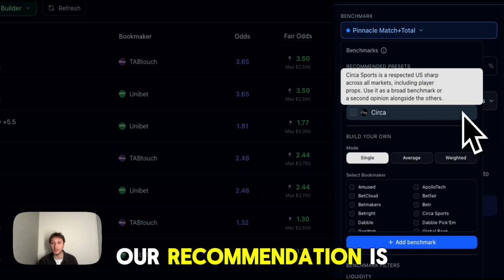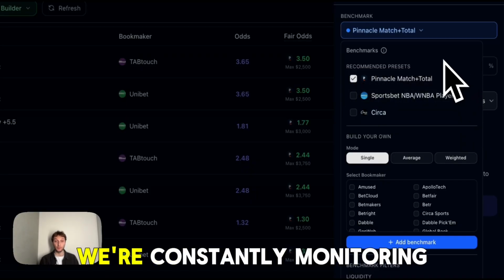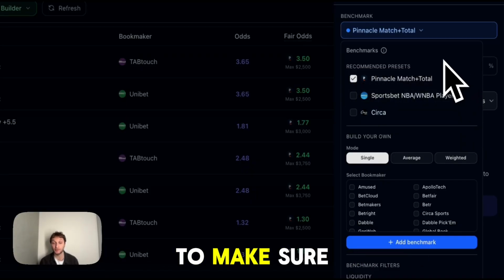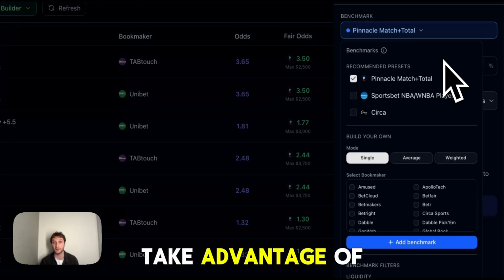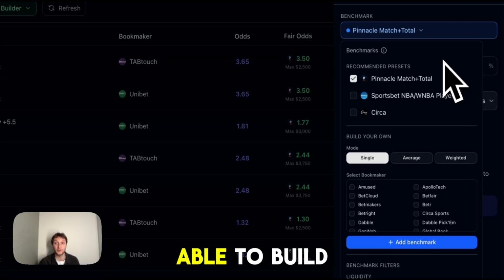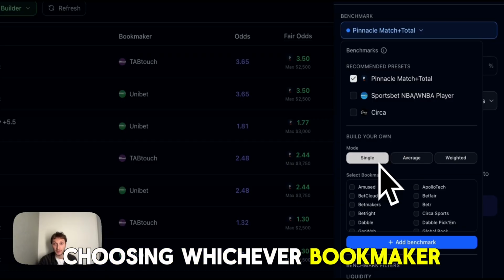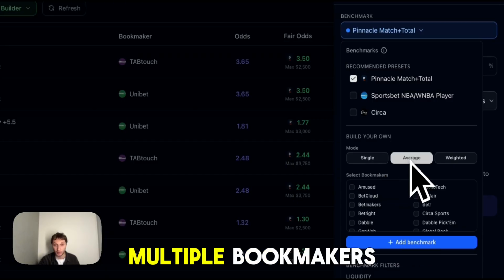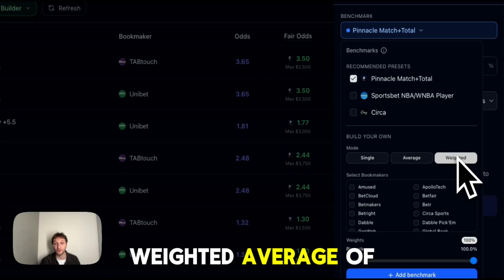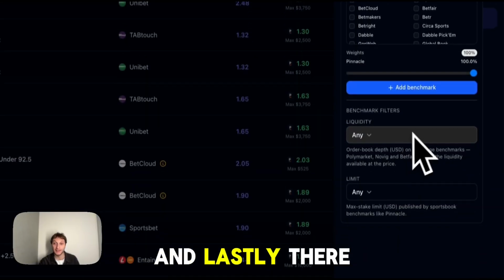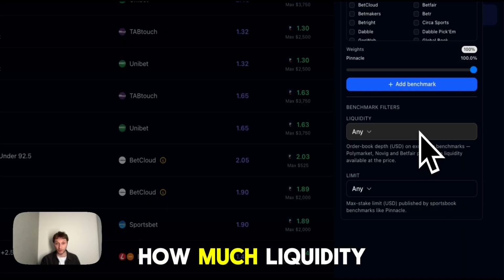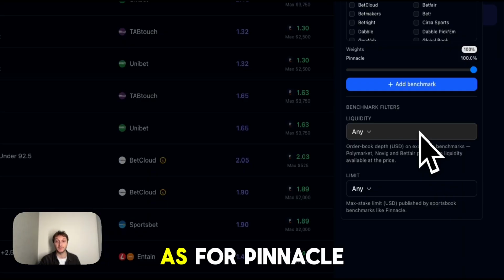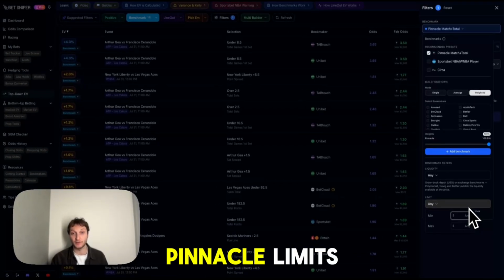Our recommendation is just to use our presets here. We're constantly monitoring these benchmarks to make sure they're accurate, as well as monitoring other benchmarks to see if there are other edges we can take advantage of. But you're also able to build your own benchmark, choosing whichever bookmaker you would like, an average of multiple bookmakers, or even a weighted average of multiple bookmakers. And lastly, there are filters available for exchanges, so if you are using an exchange as your benchmark, how much liquidity you need to see, as well as for Pinnacle, you're able to filter on the Pinnacle limits.